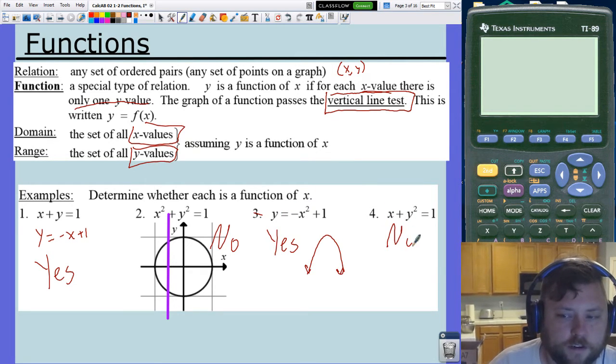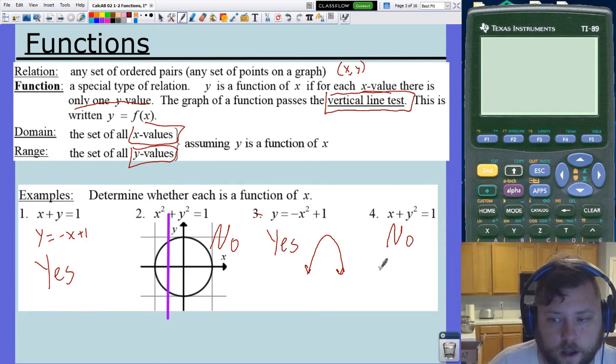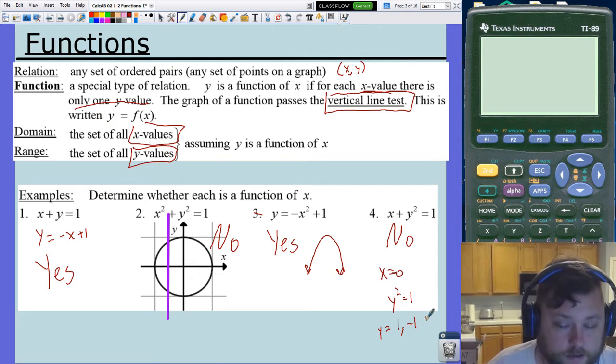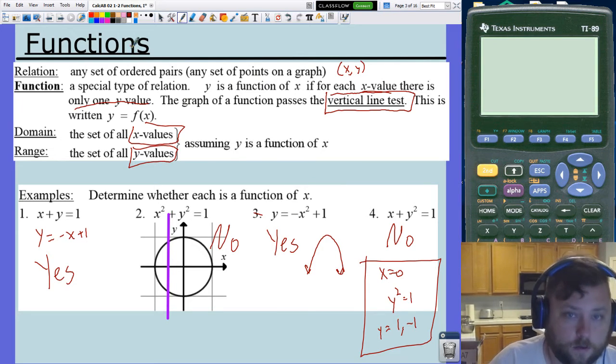4 is not a function, and this is why. For every x value, you could have more than one. There's certain x values where you could have more than one y value. Here's an example. What if x was, what's a good example for this one? X was 1. No, x was 0. If x equals 0, then you have y squared equals 1. Well, this is true when y equals 1 or negative 1, because negative 1 squared is positive 1. So this x has 2 possible y values. So there's an example of where it is not a function. And because of that, it's not a function.